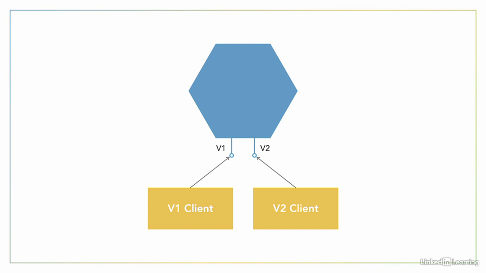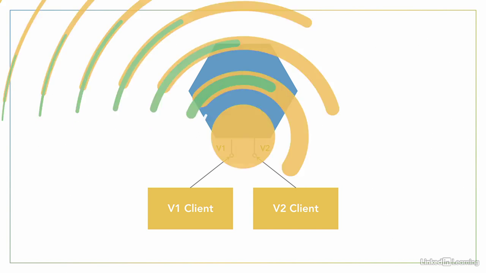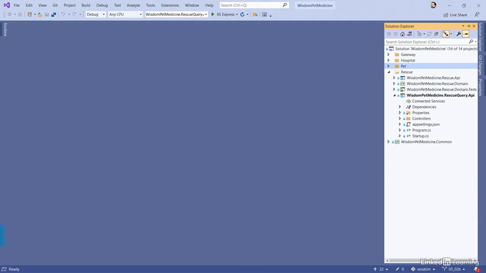With this in mind, it's easy to see how you could eventually deprecate your old code in favor of the most recent one. Remember that microservices should be autonomous and independently deployable. If you changed a microservice, you would deploy only that microservice and not the clients as well. In other words, it shouldn't be required to update both clients and microservices at the same time. Okay, let's see how we can implement versioning in ASP.NET Core. Let's pretend that Wisdom Pet Medicine requires a change in the rescue query microservice. However, the company doesn't want to break the current client applications and systems, so they want to keep both versions.